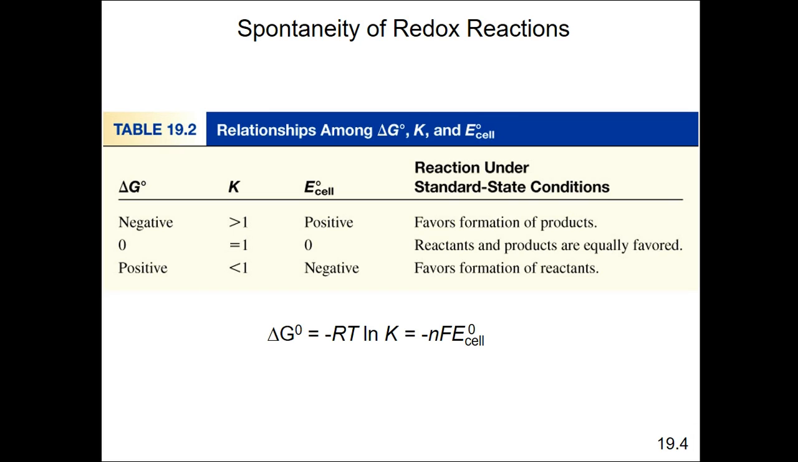This little chart shows how it all works out. When K is much, much greater than 1, our delta G naught is negative, and our E naught of the cell will be positive. If our E naught of the cell is positive, our K is greater than 1, and our delta G naught is negative, it favors the formation of the products. If K is equal to 0, then both the delta G naught and the E naught of the cell are 0, and neither the reactants nor the products are favored over the other. And of course, if our K is less than 1, then our delta G naught is positive, our E naught of the cell is negative, and that tells us that it favors the formation of the reactants, and therefore the reverse reaction is favored over the forward reaction.